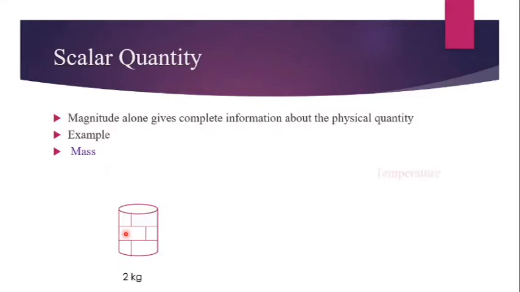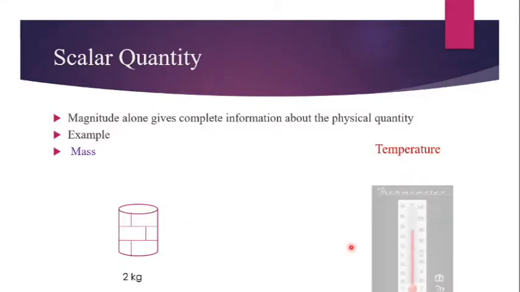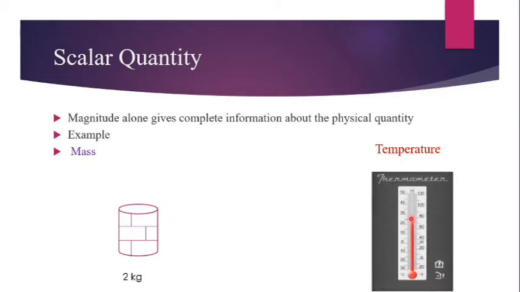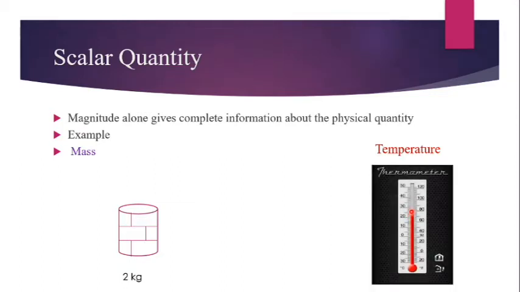Now another example is temperature. Suppose the temperature of the object or system is 28 degrees centigrade, then there is no question of in which direction the temperature is, and that's why we can say temperature is a scalar quantity. Other examples that we have here: time, length, etc. are examples of scalar quantities.